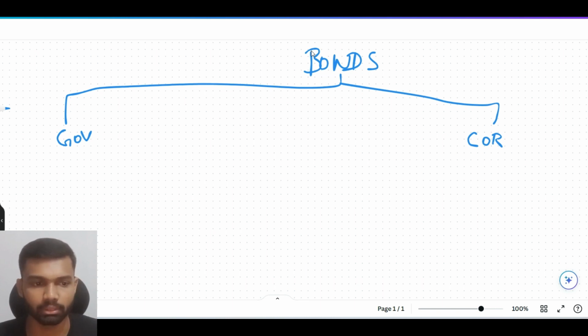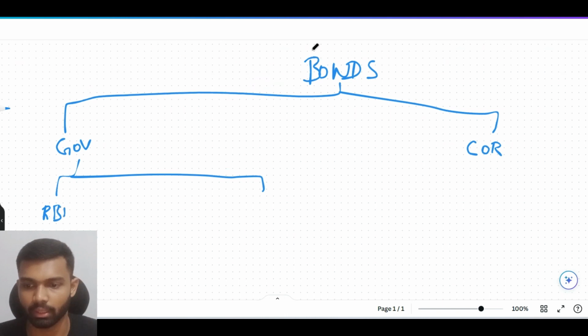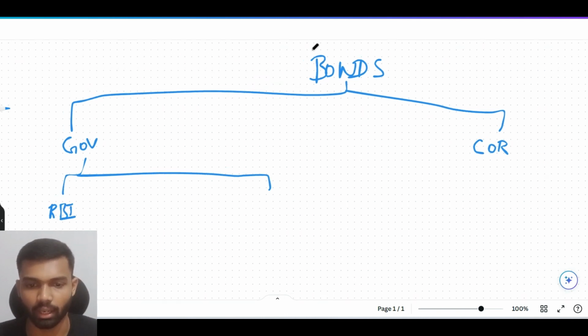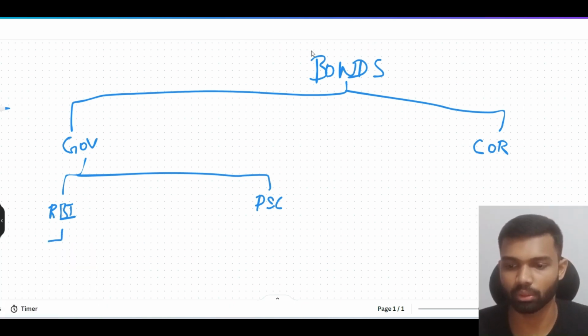One is government bonds and the other is corporate bonds. In government bonds also, we can categorize into two types. One is issued by the RBI, that is the Reserve Bank of India, and the other is issued by public sector companies. PSU companies are nothing but companies in which the government has more than 15% stake. In RBI bonds also, we can further classify into four types.